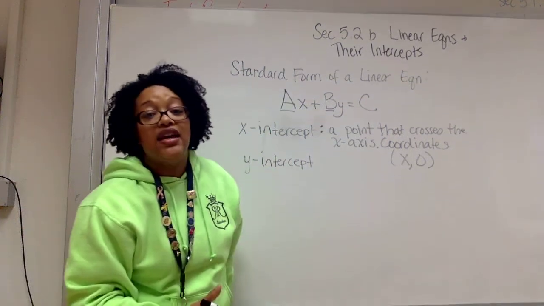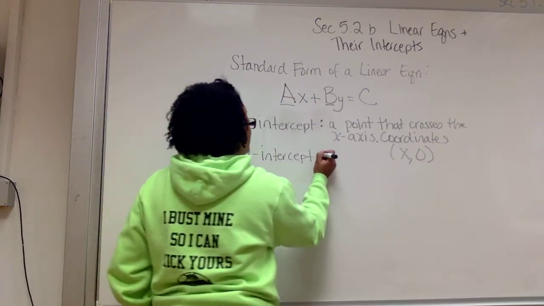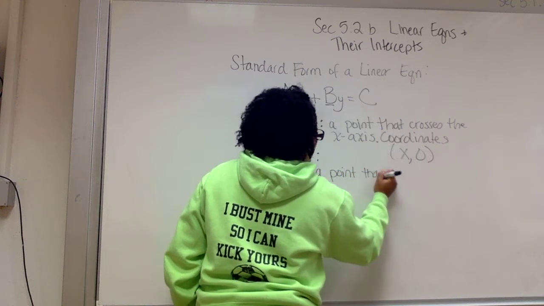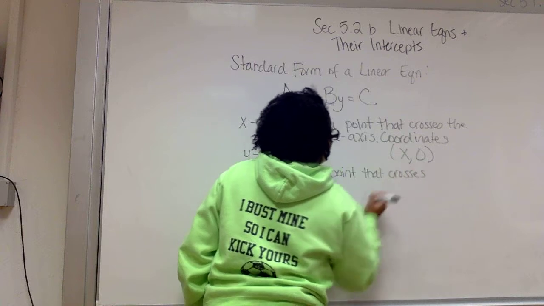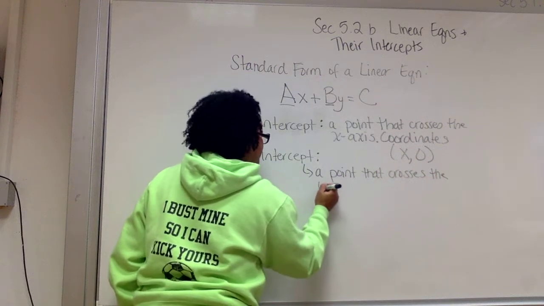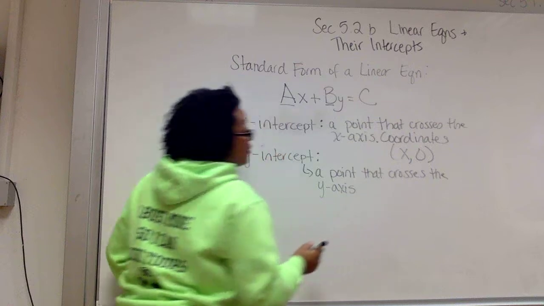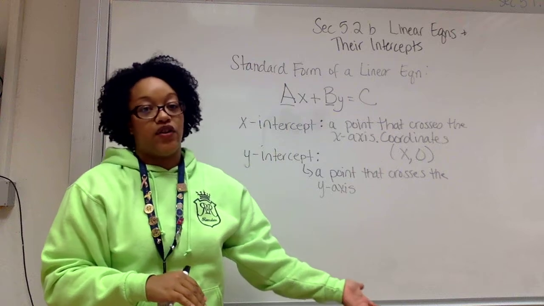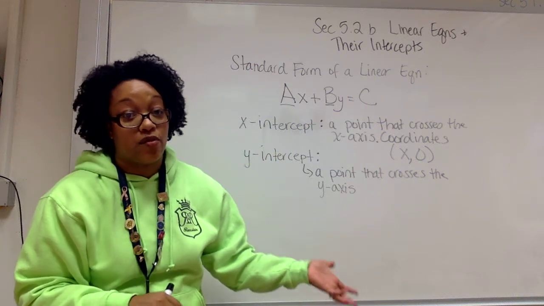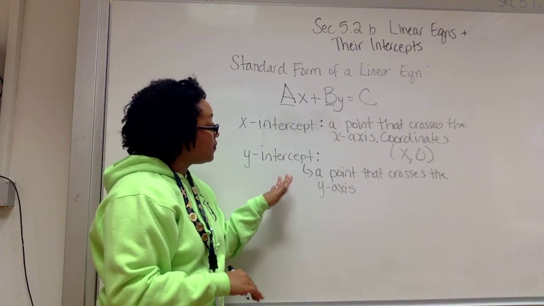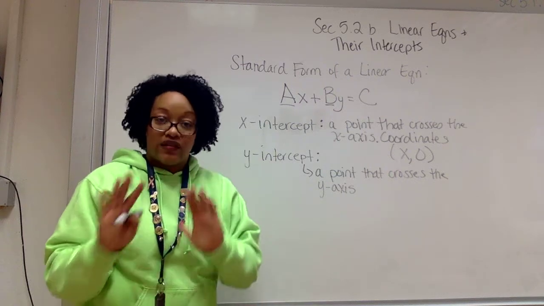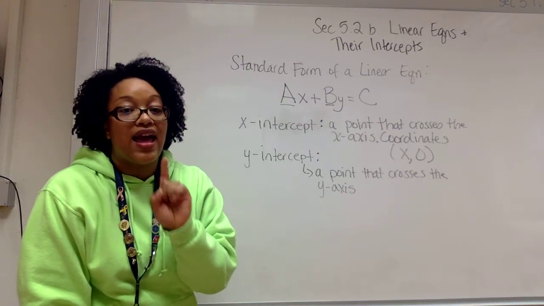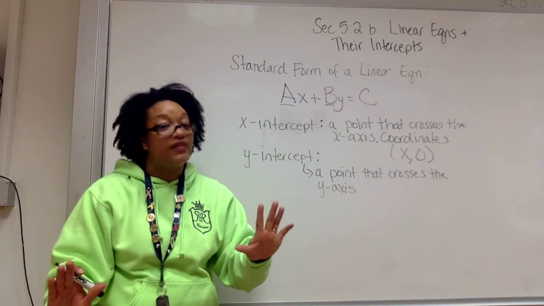The other special point is called the y-intercept, and that is a point that crosses, I guess you can guess, the y-axis. And this y-intercept is going to be really important in a couple of days when I give you another way of graphing your linear equations called the slope-intercept form. So your y-intercept point is a point that crosses the y-axis, just like the x-intercept. When you have a linear equation, it only crosses the y-axis one time. That's what makes it special.